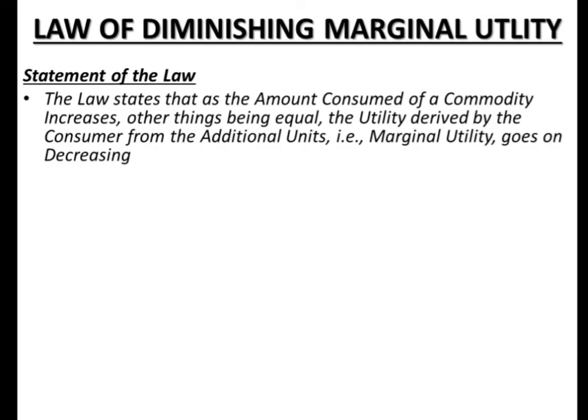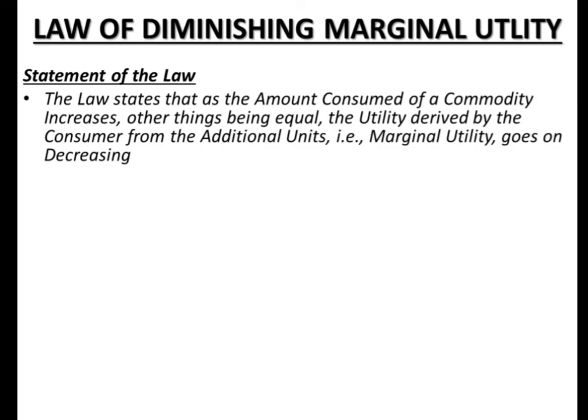Now the statement says that as the amount consumed of a commodity increases, that is what we have seen from first to 6 units, the consumer has consumed the mangoes. As the amount of a commodity increases, other things being equal, that is the other determinants, the utility derived by the consumer from the additional unit, that is the marginal utility, goes on decreasing. This is the statement of the law of diminishing marginal utility.